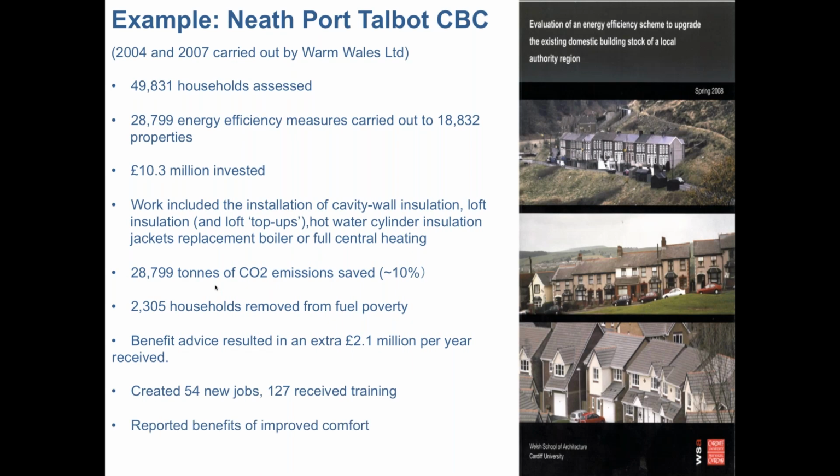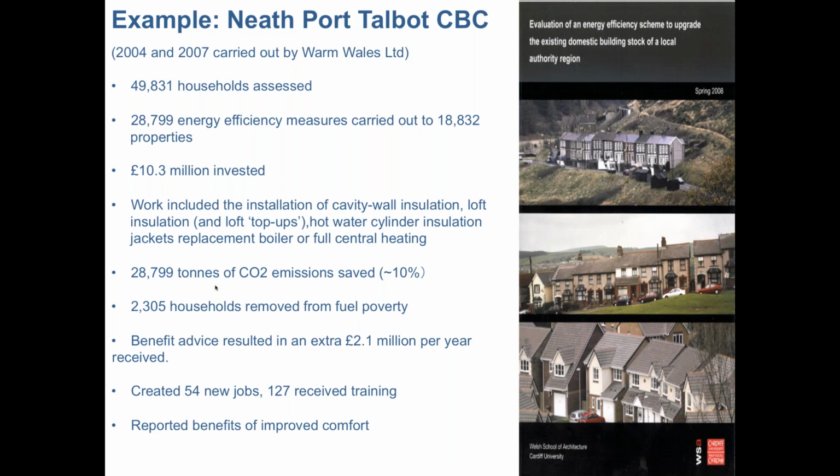This is a project that we were involved with in 2004 to 2007, and it was a large-scale program. Nearly 50,000 houses were assessed in Neath Port Talbot County Borough Council, of which nearly 29,000 energy efficiency measures were carried out to nearly 19,000 properties. So as you see, there's 1 or 2 measures, maybe 3 per property. Some £10.3 million was invested, and the work included cavity wall insulation, loft insulation, and loft top-up, where the current insulation would be topped up, hot water cylinder insulation, and sometimes boiler or central heating installed where there was a need.